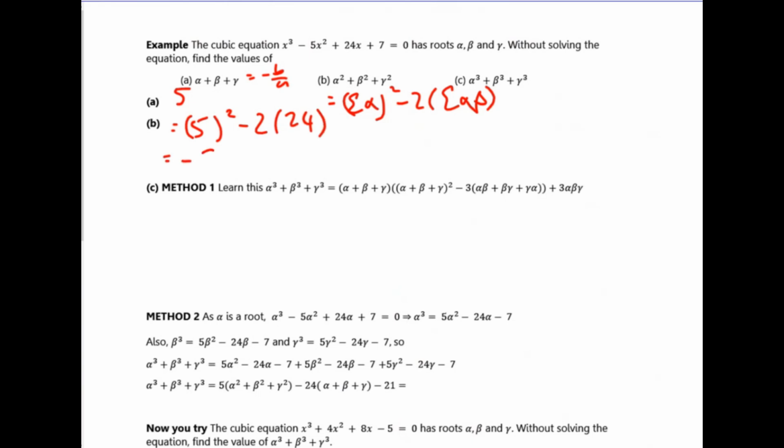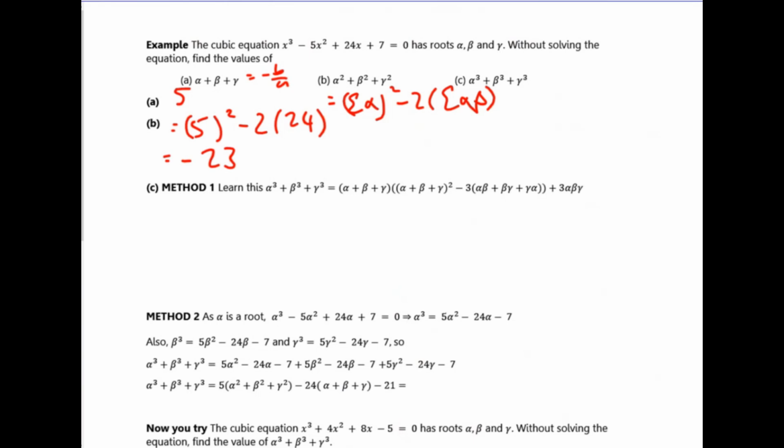So first off, we're working out alpha plus beta plus gamma. We know that that is just equal to minus b over a, which is just equal to minus minus 5 over 1. Next, alpha squared plus beta squared plus gamma squared. We know a result for this one. This is equal to the sum of the roots squared minus 2 times the sum of the product pairs. So that is equal to the sum of the roots, minus b over a, 5 squared, minus 2 times the sum of the product pairs, which is c over a, which is 24. And 25 minus 48, so minus 23.